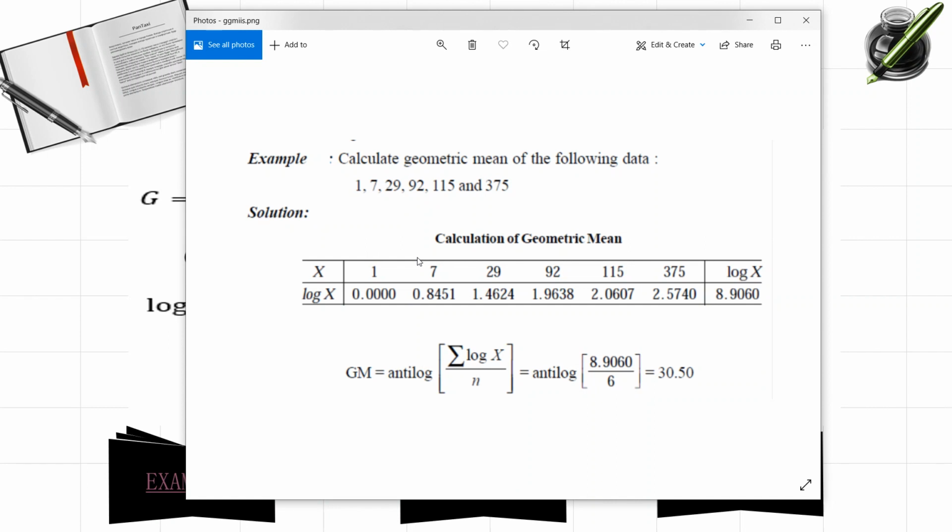First of all we are supposed to find the logarithm for the given observations and then take the total of the logarithm values. And then here is the formula to calculate geometric mean, that is anti-log of summation log x by n. Substitute the total here and divide it by the number of observations given. Here there are 6 observations given. We need to find the anti-logarithm of this ratio, that is 8.9060 by 6.